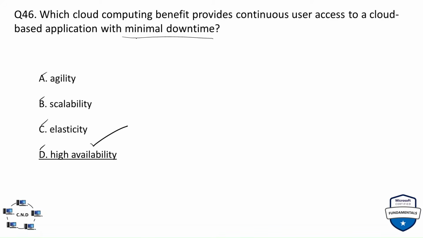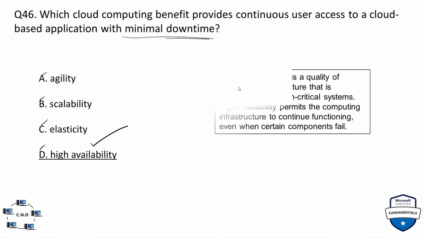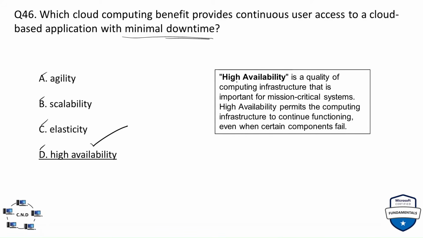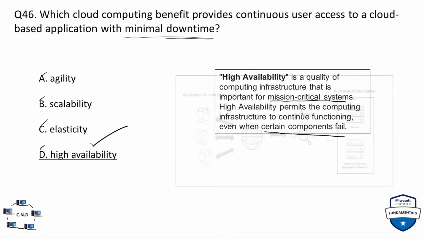So downtime is directly opposite to availability. High availability gives us minimal downtime, and this is the explanation and definition of high availability. High availability is a quality of computing infrastructure that is important for mission critical systems. It permits the computing infrastructure to continue functioning even when certain components fail.